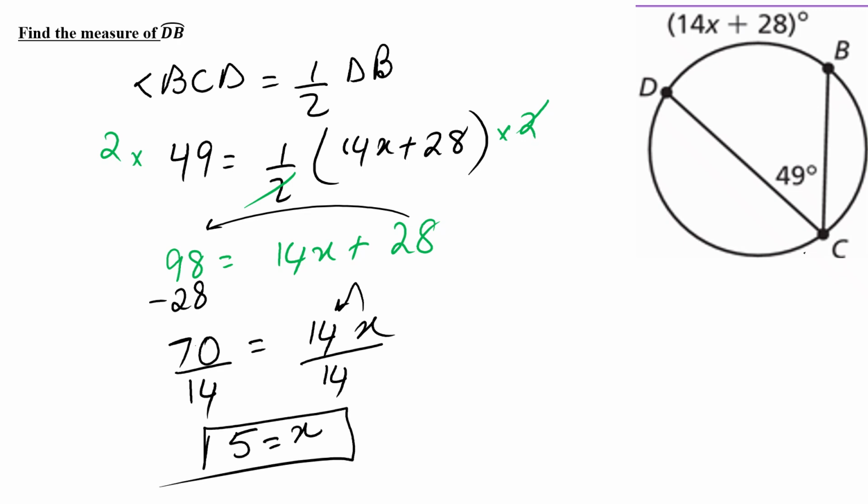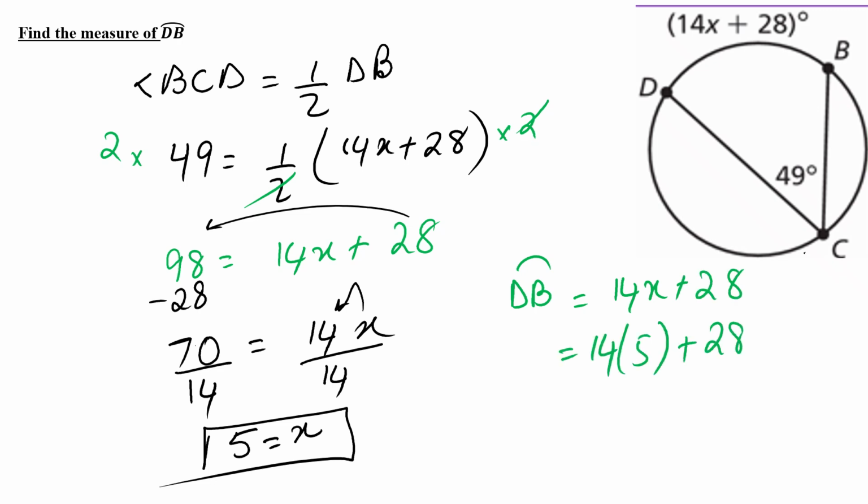Let's check if our answer is correct or wrong. Arc DB is equal to 14x plus 28. Replace x by 5, and put it in the calculator. 14 times 5 plus 28 gives us 98, which is absolutely the correct answer.